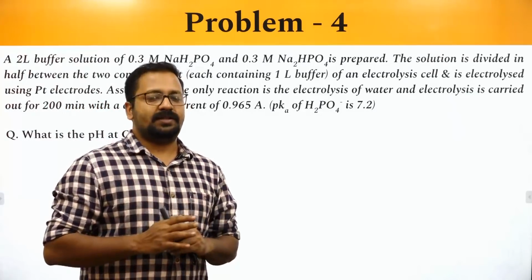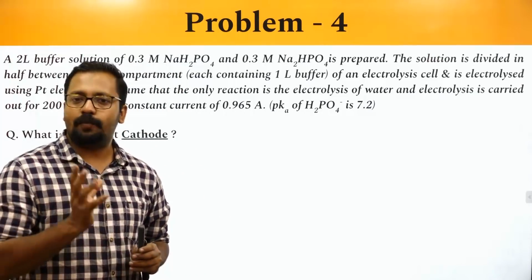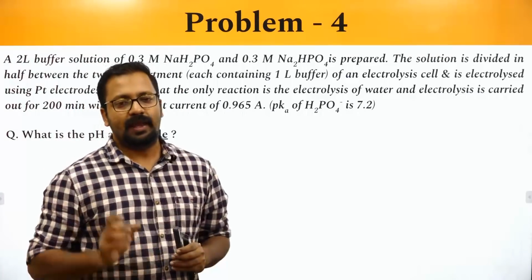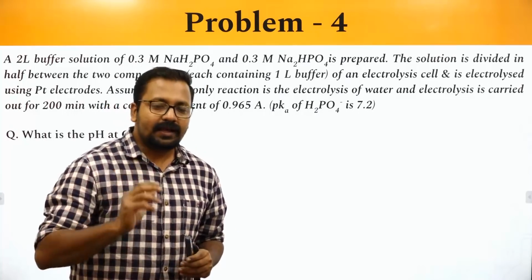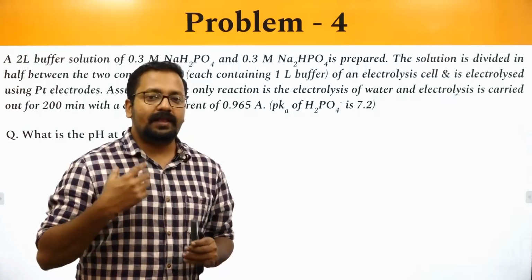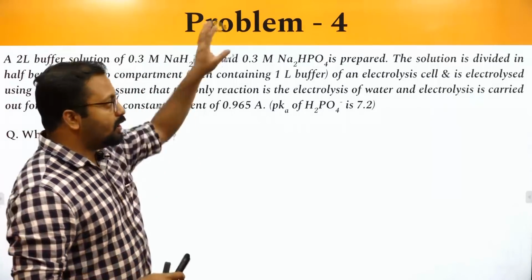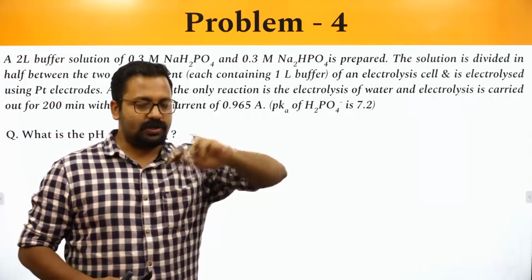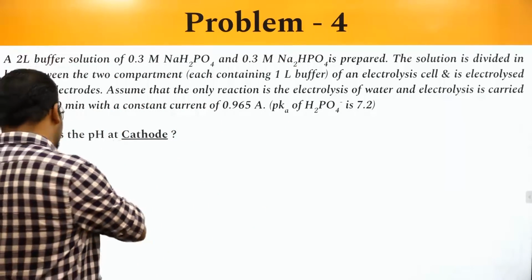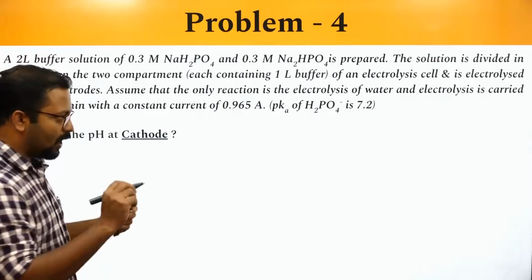These 4 small parts are: the first part is identifying how much charge is flowing through the solution. Next, what is the reaction which will be happening at the cathode? Next, what would be the outcome of that reaction in context to this buffer solution? And then using Henderson's equation. So 4 parts. So let's start with this. How do we do this?